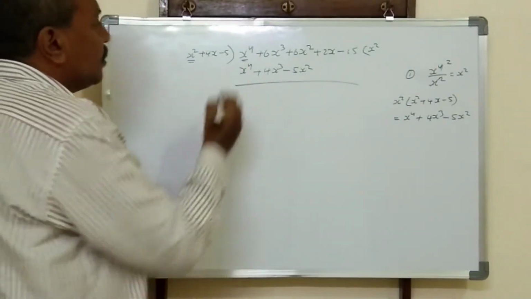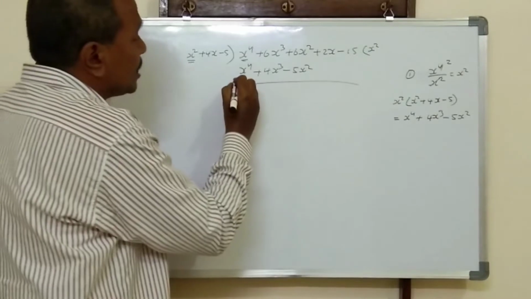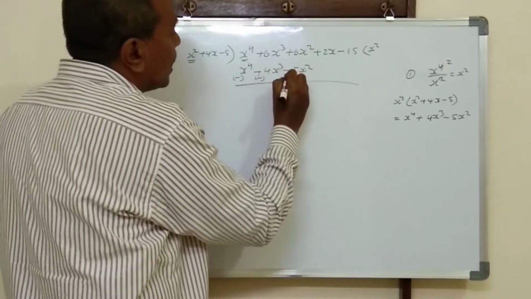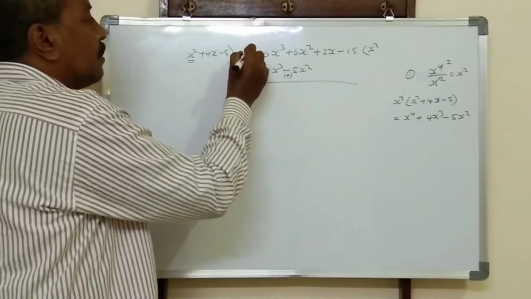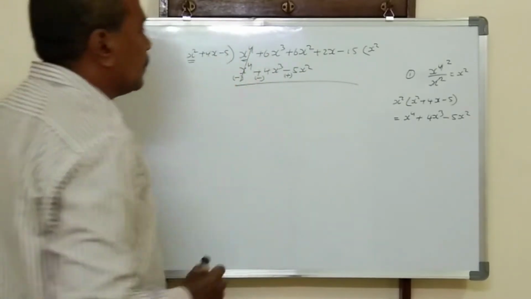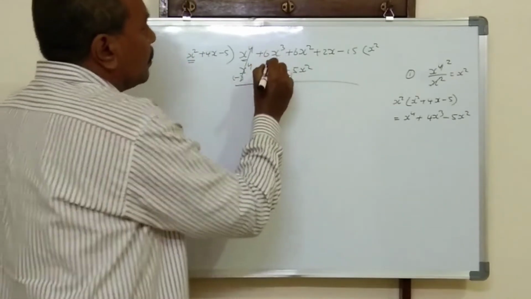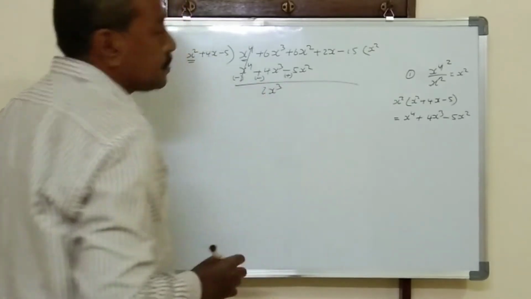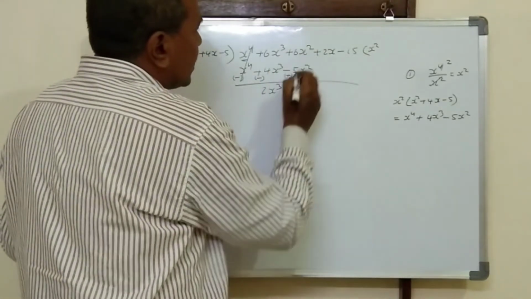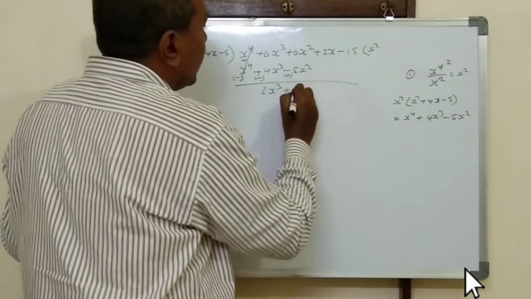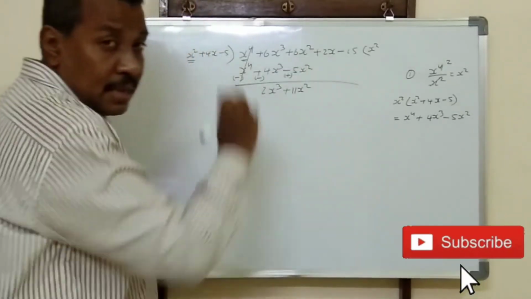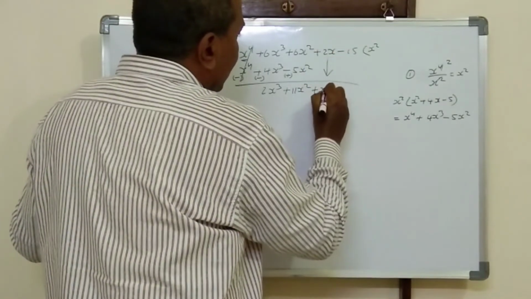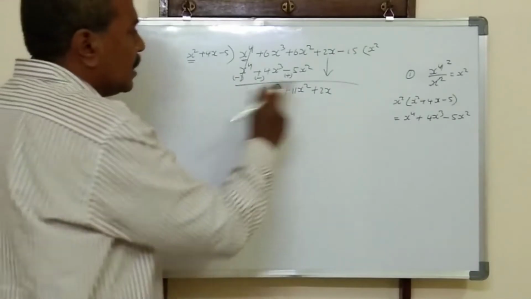Okay, so here we are subtracting. For that we have to change the sign. Here plus becomes minus, plus becomes minus, minus becomes plus. X power 4 minus x power 4 gets cancelled. Okay, now x cube, 6x cube minus 4x cube, which is equal to 2x cube, plus 6x square plus 5x square, which is equal to 11x square. Subtraction is over. Bring down the next term, which is nothing but 2x. Okay, this is the first term.